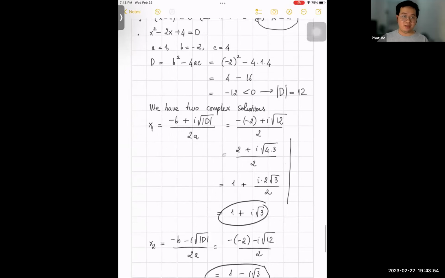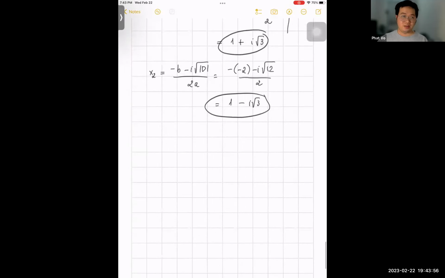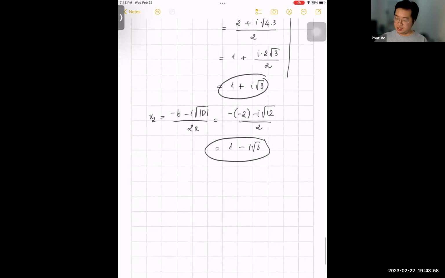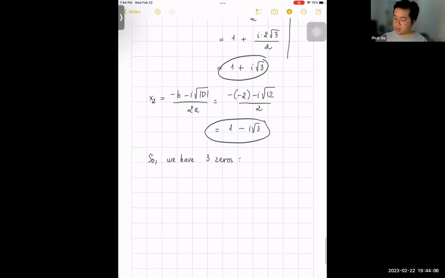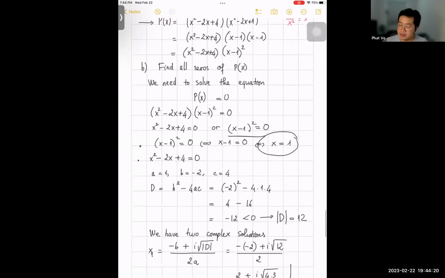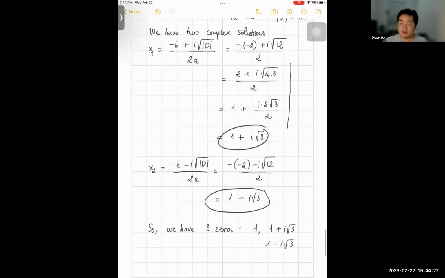So in this case, we have a total of three solutions. Okay, so we have 3 zeros. The first one is 1. The second and third are 1 plus i square root 3 and 1 minus i square root 3. Okay, those are the 3 zeros we need to find for this polynomial. Any questions so far?